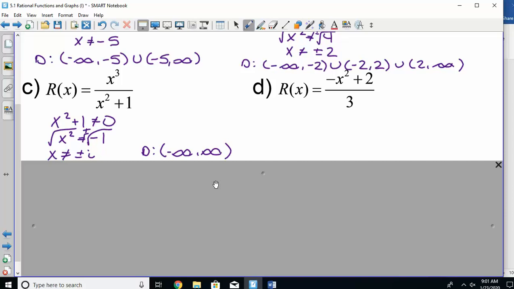D. My common denominator is 3. Can 3 ever equal 0? So what's your domain? Yep. Negative infinity. You don't even have to go to 3 because you can plug a 3 in for x, you still don't get 0 on the bottom, so it can be anything. Negative infinity to positive infinity.